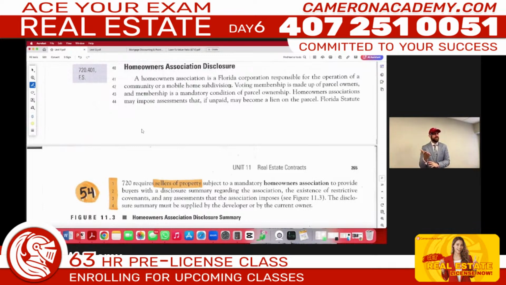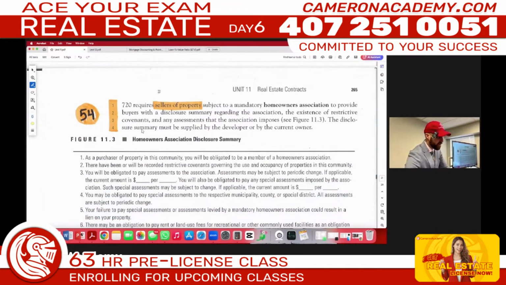Imagine if the HOA dues are $500 a month for a single family house. You're like, gosh, $500 a month for this community. Like what's going on here? I've seen higher than that, but it really depends. So it has to be disclosed. What are the rules? How much are they charging? How often are they charging?